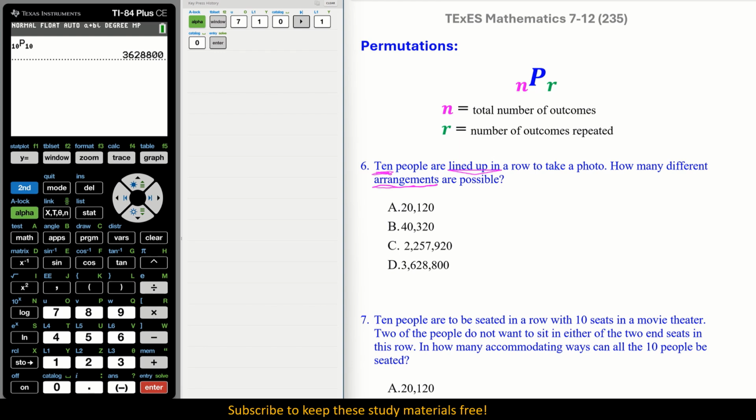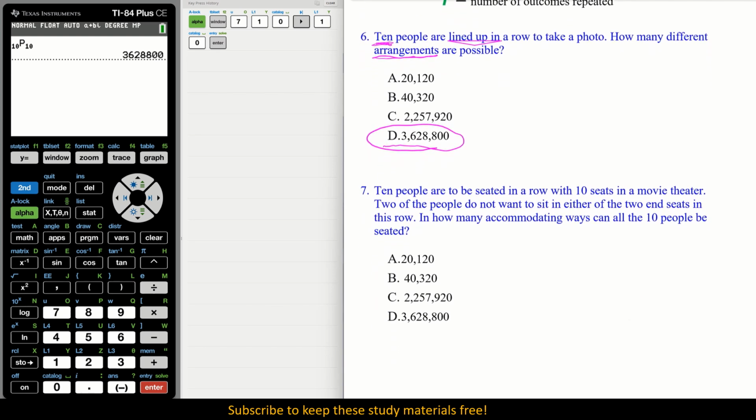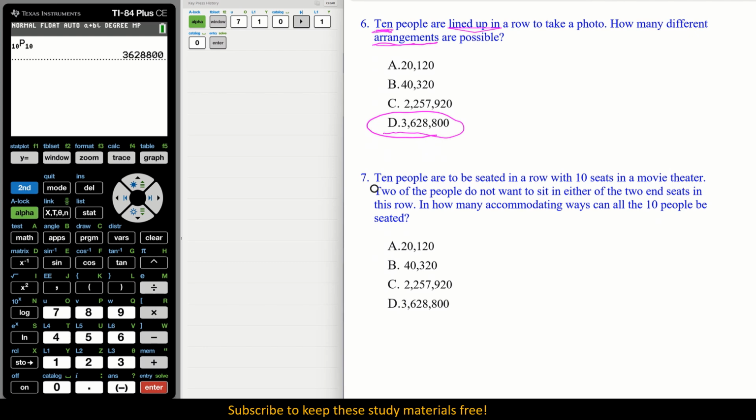Okay, and push enter, and that gives us option D. So that is when we take all 10 people and we use them in an order that matters. Okay, all right, so when you see that kind of wording, it's pretty simplistic with your TI-84. Okay, so let's go on to number 7, where they add conditions and limit us.